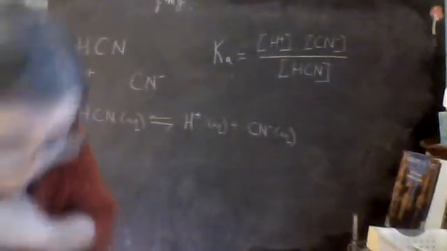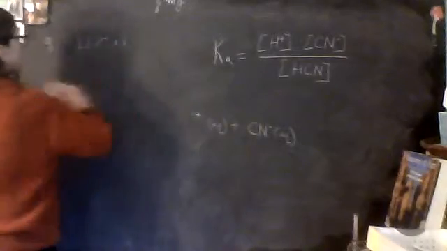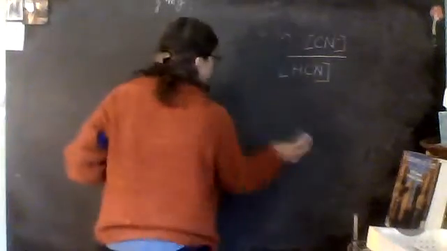Okay, on to 10. Number 10, the same video. Keep going. What is the equation for the base ionization constant of SO4 2 negative?